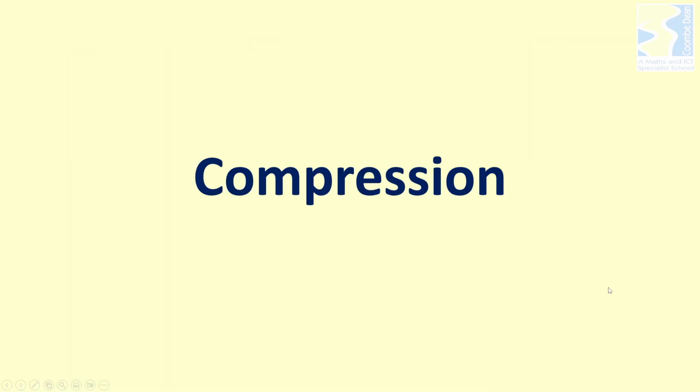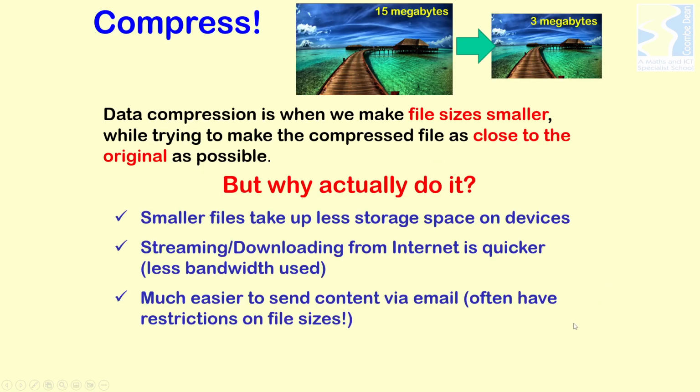Final one today, compression. This is all about images we are looking at. So compression is when you make the file size smaller. You are trying to reduce the size of the file. Why? So it takes up less storage space, so it can be streamed or downloaded quicker from the internet, and is much easier to send by things like email for attachments.